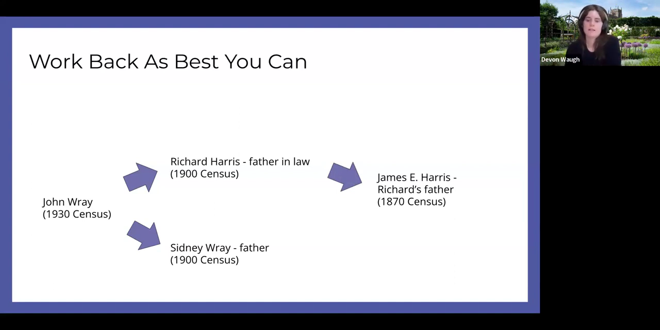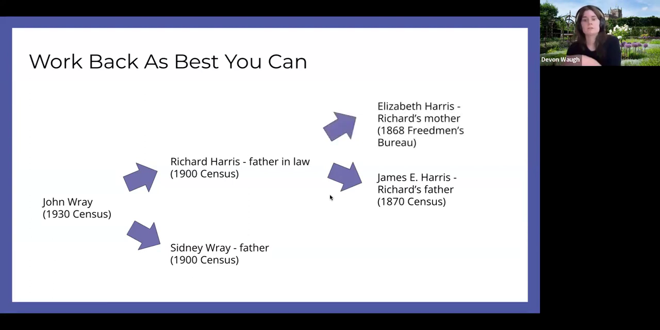I find his father in the 1870 census, and his mother in the Freedmen's Bureau in 1868. So I'm able with that information to move beyond what's called the 1870 roadblock. I'll review this later, but it's essentially the point where African American citizens are fully listed in the census for the first time post-Emancipation Proclamation.